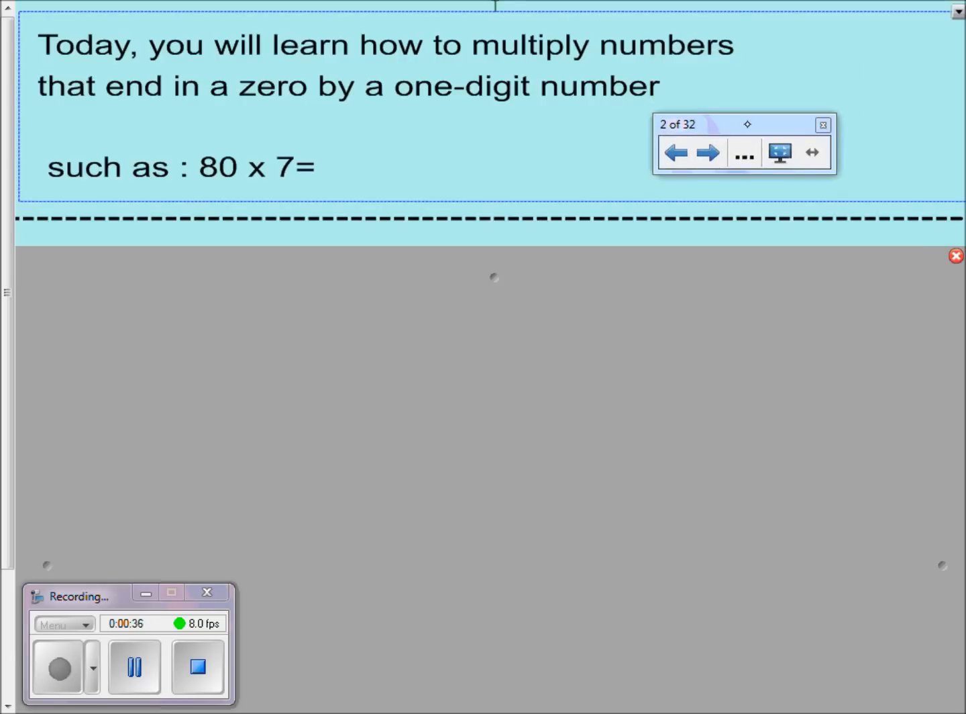So here's an example of a problem that we would learn how to multiply today. You see we have our one-digit number, which is a 7. We're going to be multiplying that number by a multiple of 10. 80 is a multiple of 10. And we'll be doing this today by using the base 10 system.